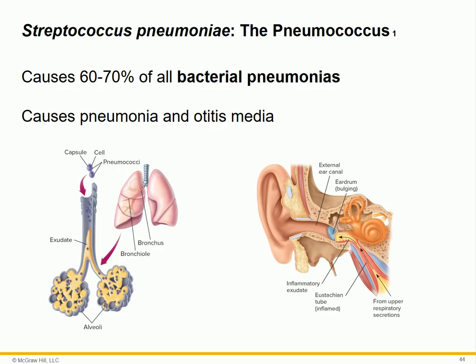Now, another streptococcus is called Streptococcus pneumoniae, and this causes pneumonia, obviously from the name. It has a nickname, it's called the pneumococcus. It is the cause of the majority of bacterial pneumonia. It can also lead to otitis media. Okay, so know that the pneumococcus, which is again the nickname for Streptococcus pneumoniae, causes bacterial pneumonia and otitis media.